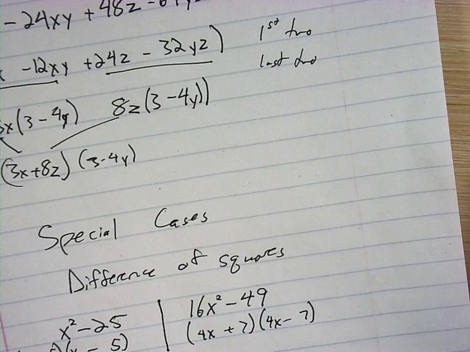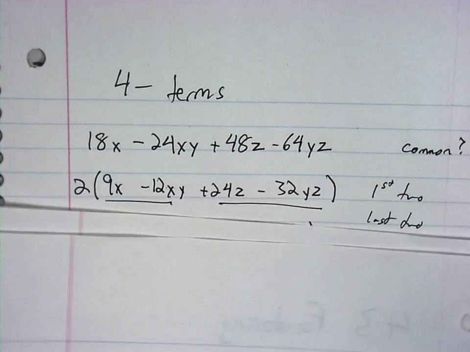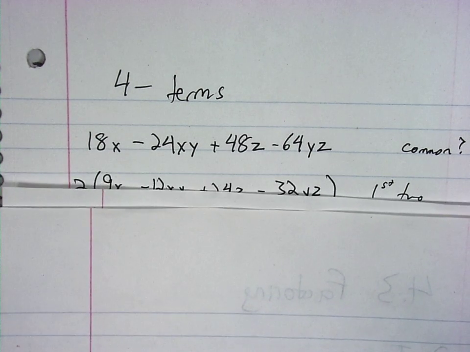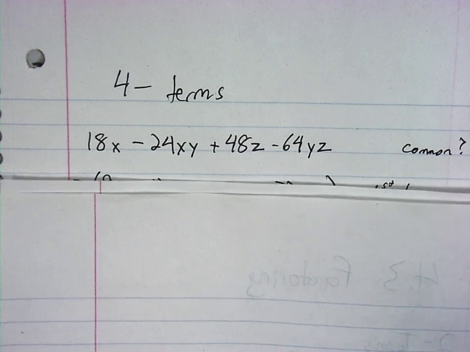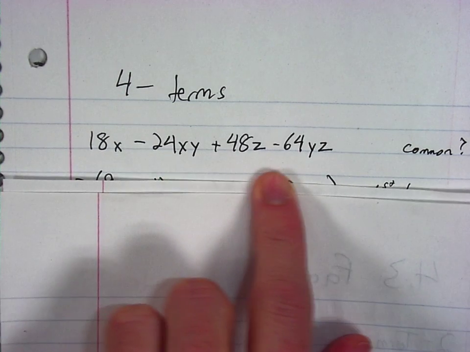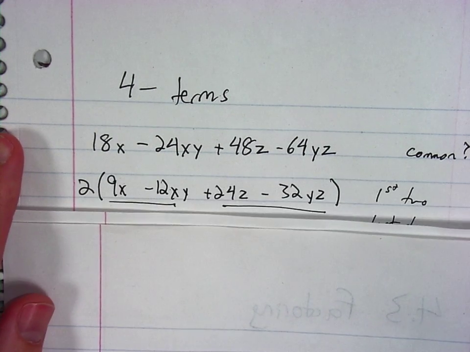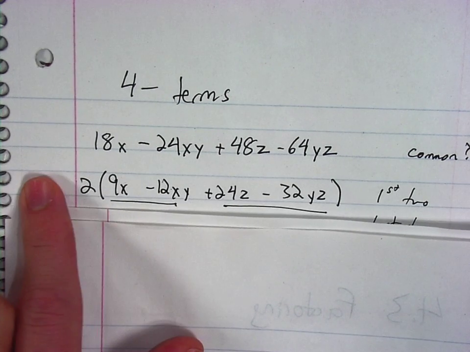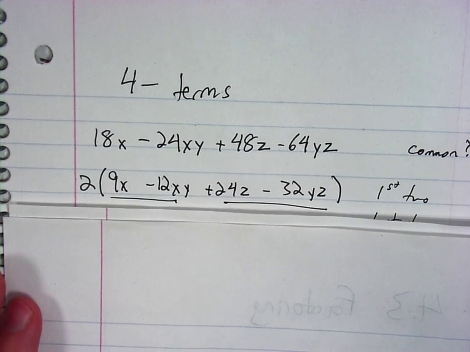Okay, what happens if we had 4 terms? You're going to get some of these in your homework. We have just 4 terms. It looks pretty crazy. A lot of letters going on, a lot of big numbers. Alright? Step 1, always, what's in common? Okay, I can divide 6, 6, 6. Can't divide that one by 6. 2, 2, 2. Okay, I can divide them all by 2. So I pull that 2 out in the front. That makes my numbers a little bit smaller, a little bit easier to work with.